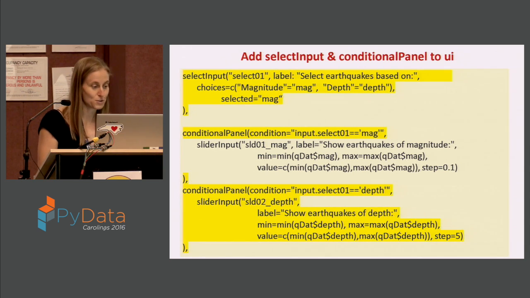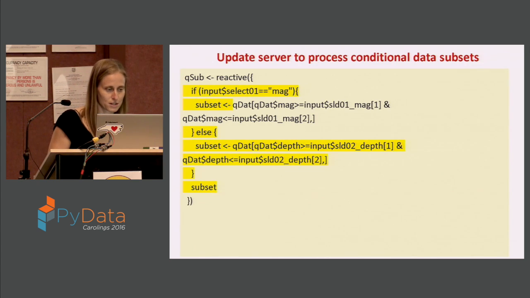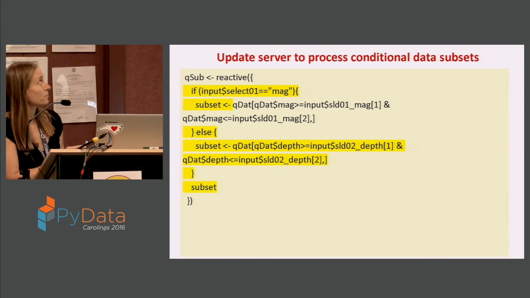So we have 2 conditional panels. Now we have to go and modify that in our UI script or object. So now we have to go modify our server object, which is a little easier. But here we have our data object that we're going to create. It's going to be reactive still. But now we're going to put in an if-else statement.